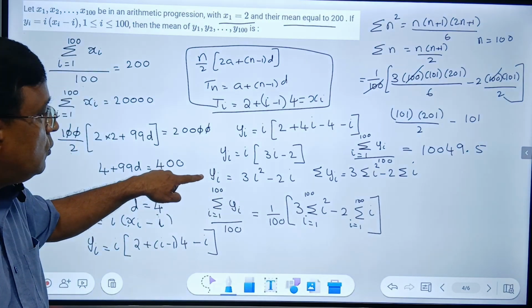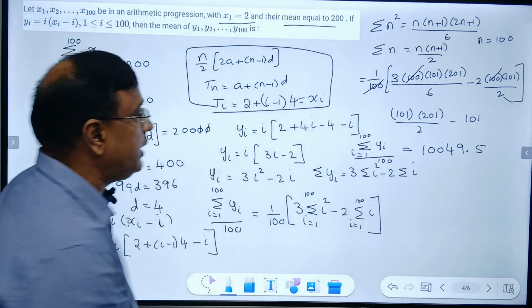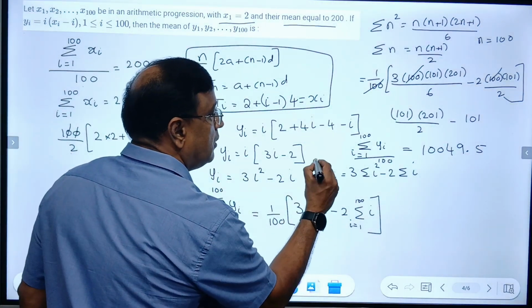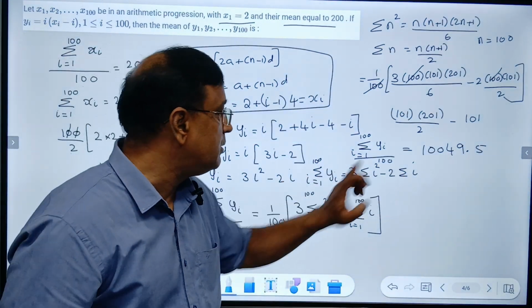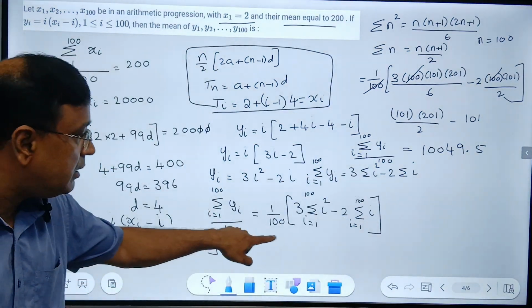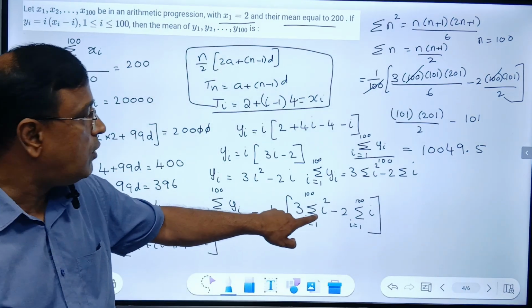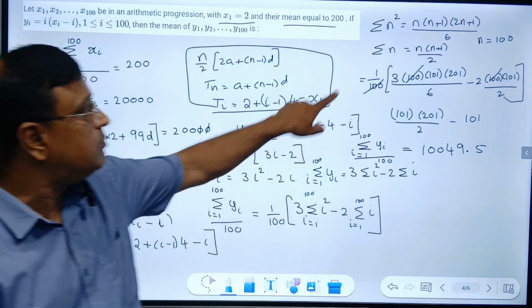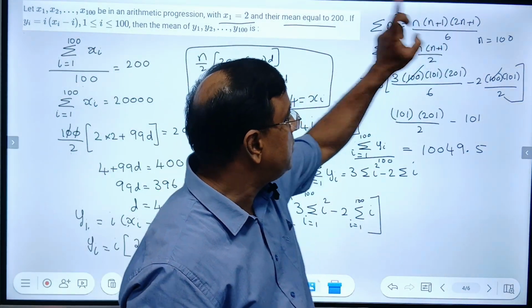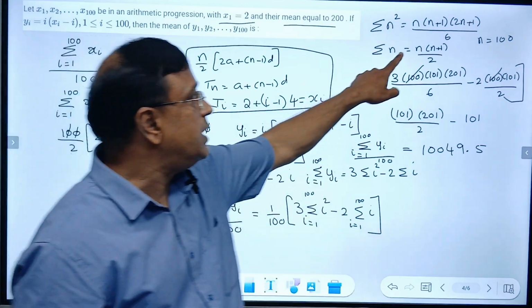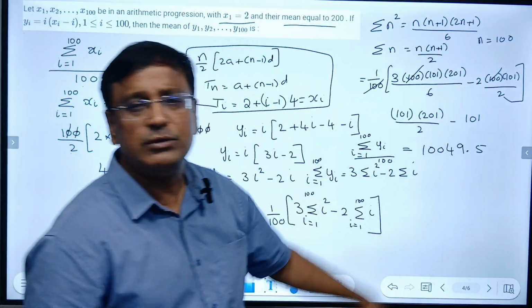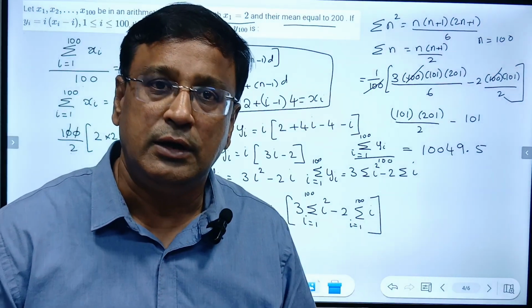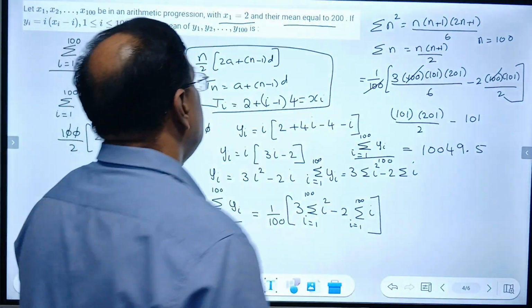Now I want to total yi from i equal to 1 to 100. When I total it, I get 3 times sigma i square minus 2 times sigma i. Then I divide by 100. Then the formulas: the sum of squares of natural numbers is n into n plus 1 into 2n plus 1 by 6, and the sum of natural numbers is n into n plus 1 by 2. Now you put n equal to 100, and if you do the calculation part, I don't think it's difficult for you. You can do it.